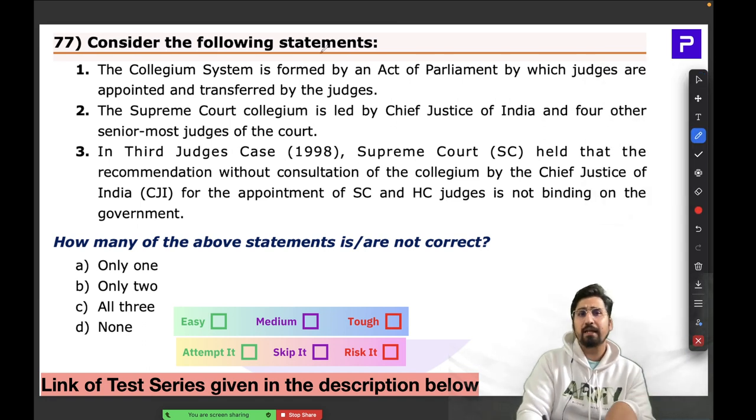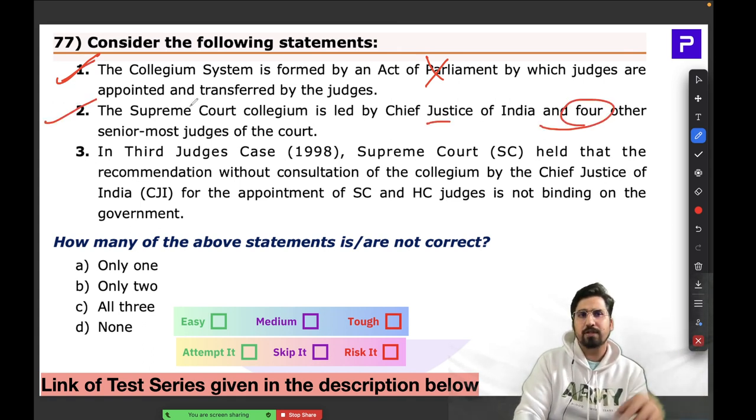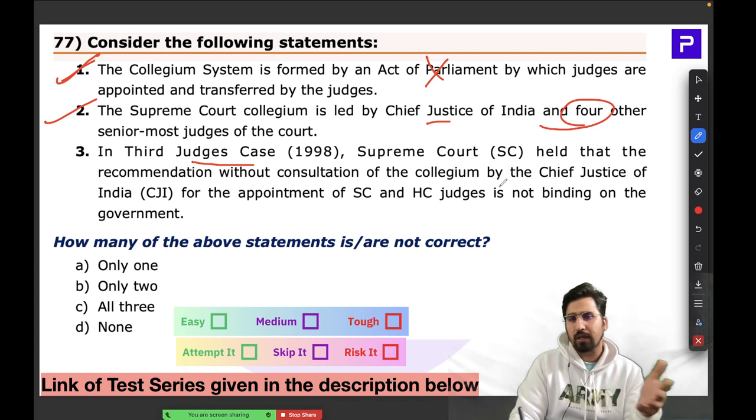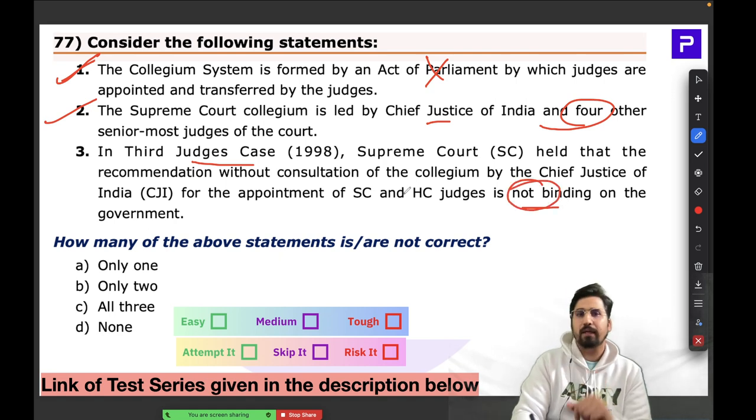So the first statement, clearly this is wrong. It is based on the three Judges cases. The second one is absolutely correct: the CJI followed by the four judges. The third case is specifically talking about, one more thing, the recommendations are not binding on the government. That is something you have to take care of.